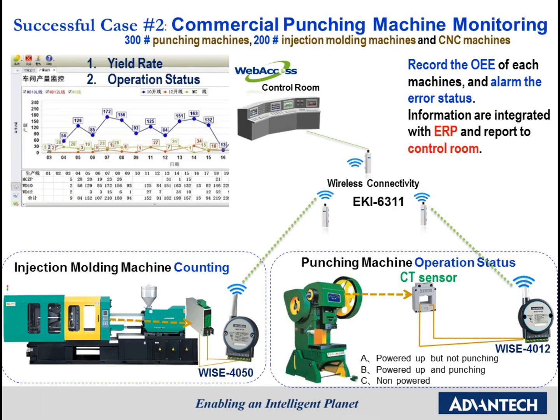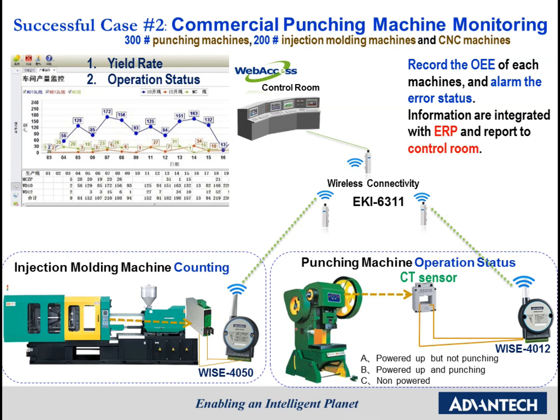The second successful case we are going to share is about commercial punching machine monitoring. This company produces precise punching components for commercial electric products, mainly for the aluminum case of Panasonic digital cameras and other famous brand cell phones. There are a total of 500 punching machines, injection molding machines, and CNC machines in this project. Most of the machines are pure mechanical machines without a PLC for collecting the yield rate and operation status.